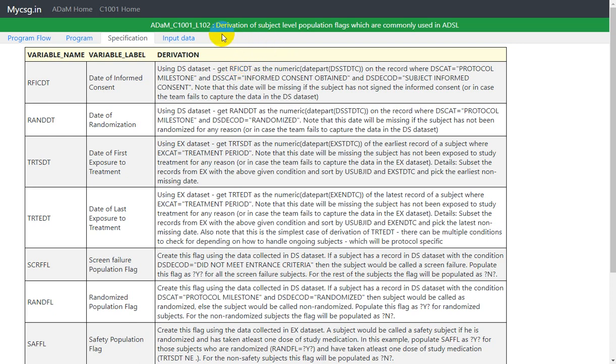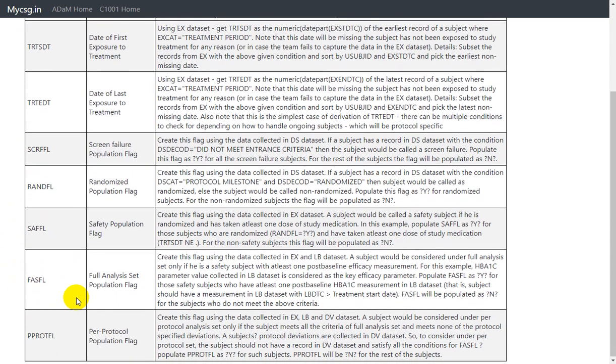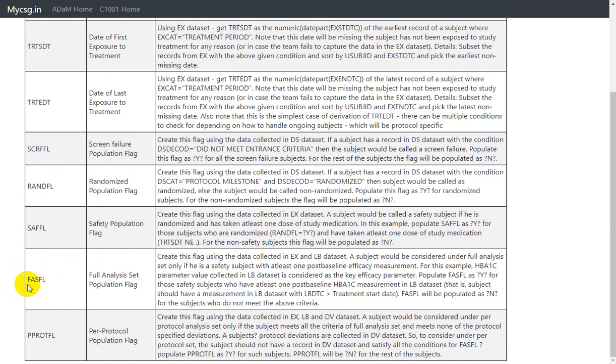Hello everyone, welcome back to this video series on derivation of subject level population flags which are commonly used in ADSL. In the previous videos of this series we have seen how to derive screen failure population flag, randomized population flag, safety population flag. Now in this video we will see how to derive FASFL, which is full analysis set population flag.